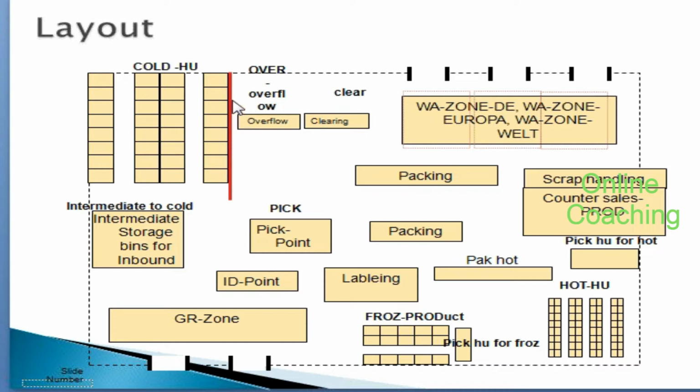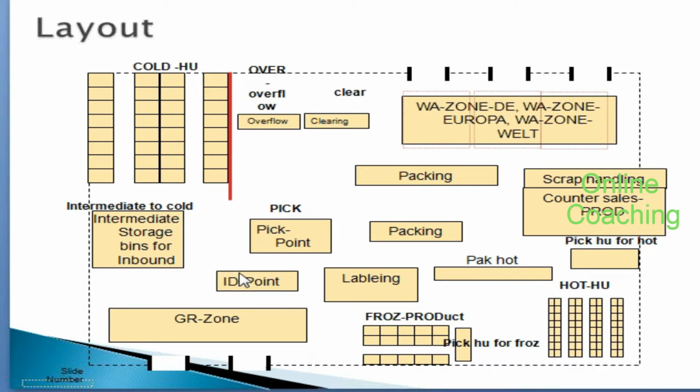Okay, so in my warehouse I have a cold handling unit management area where I'll be storing all the cold goods, and a hot zone where I'll be storing all the hot goods. I have one picking zone to pick the goods in the hot area, and a scrap handling area. I also have a packing work center to pack my cold goods, another packing work center to pack the hot goods, and one labeling work center where I will apply different labels. I have a picking point where the goods will be delivered, and an identification point also.